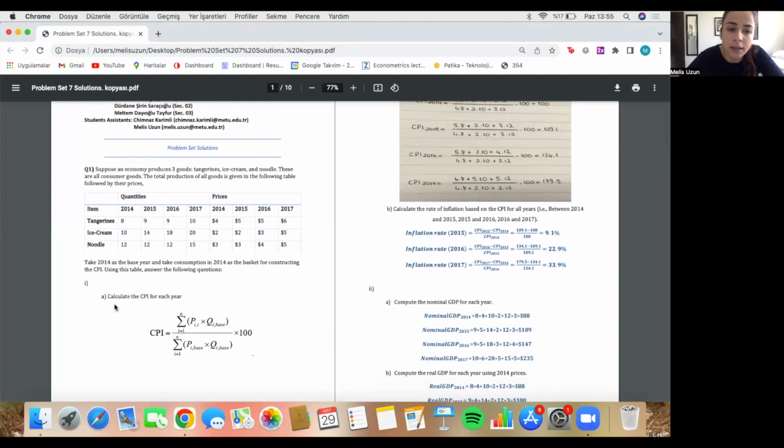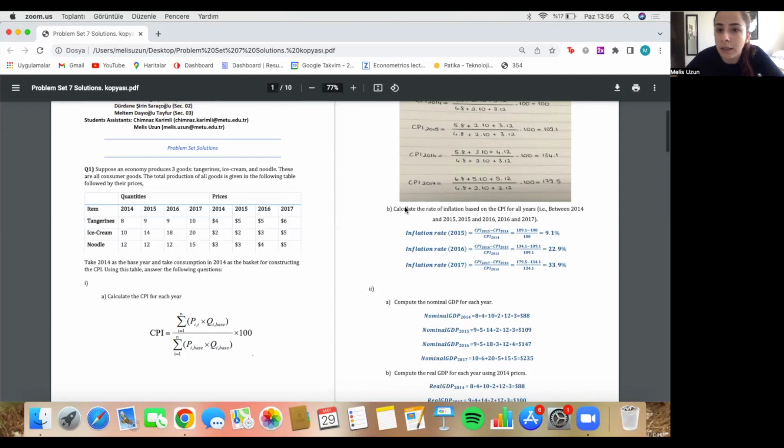The first question asks us to calculate CPI for each year. So how do we calculate CPI? We use this formula. For the numerator part, we multiply the prices of the goods in the year that the question asks for with the quantities of these goods in the base year. For the denominator part, we use the prices and quantities of the base year, multiply them, and add them together. So let's look at our example.